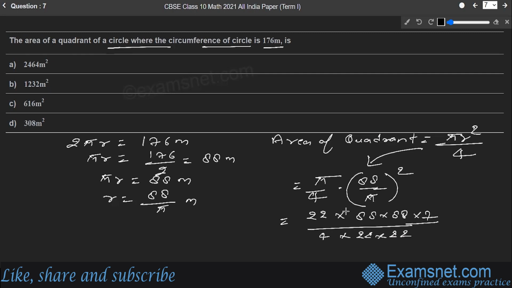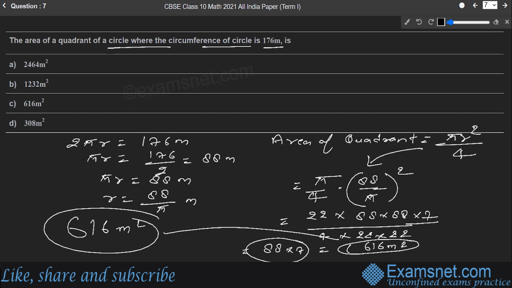If we solve this further, this gives us 88 into 7 at the very last, which is nothing but 616 meters square. So this is the area of the quadrant. The final value is 616 meters square, which is available in option C. So that becomes the right answer.